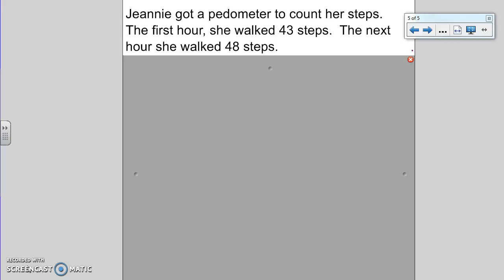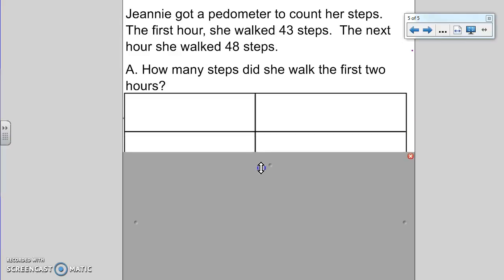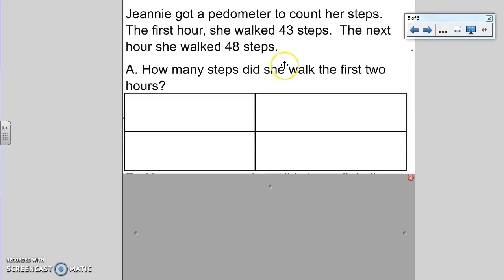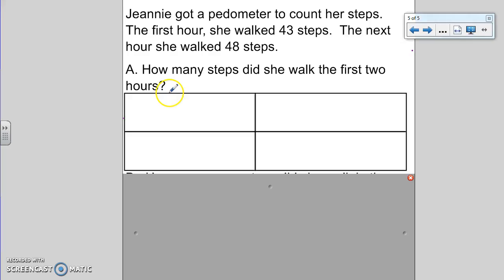The first hour she walked 43 steps. The next hour she walked 48 steps. The first question asks, how many steps did she walk the first 2 hours? So if I want to make a tape model to help you understand this, I want you to just watch how I make my tape model.